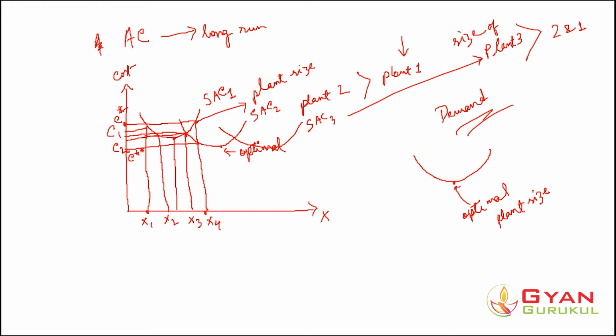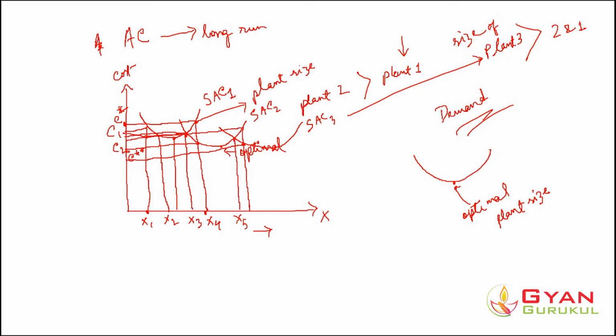Now in this case, up to this point, it would not matter for the producer whether he uses SAC2 or SAC3, because both would cost him the same amount. But beyond this particular point, let's say this is x5, further increase in output would encourage him to go for plant 3, because the cost incurred is less than what he would incur if he produced in SAC2, the plant 2.